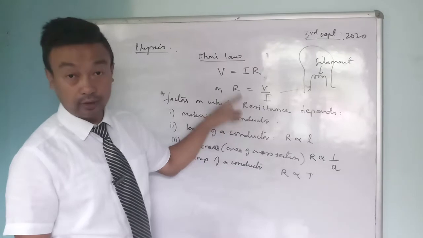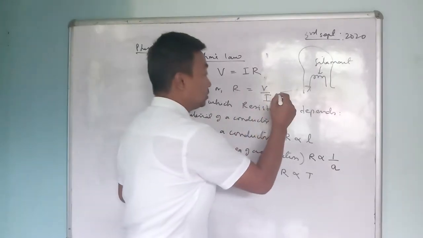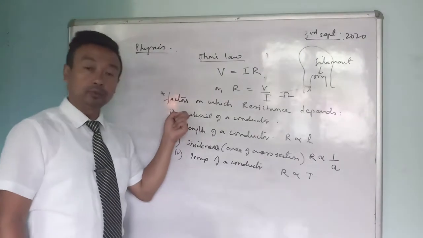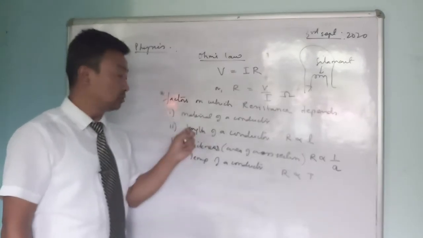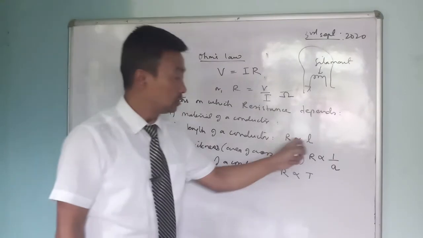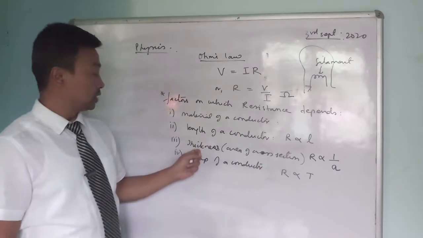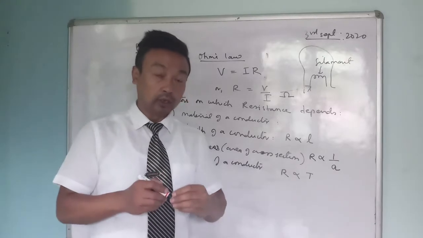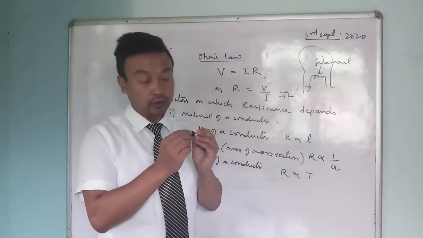The unit we learned yesterday is also known as the symbol Ohm. Resistance depends upon the material of a conductor, the length of the conductor, directly proportional. Then we have the thickness, the area of cross section. Usually the area of cross section is circular.